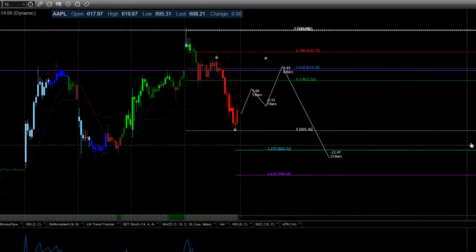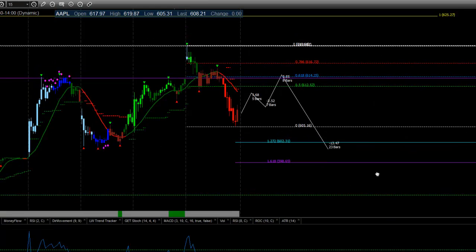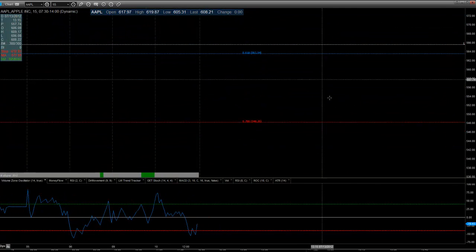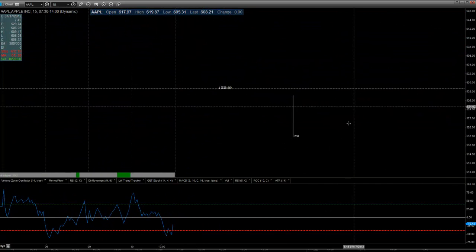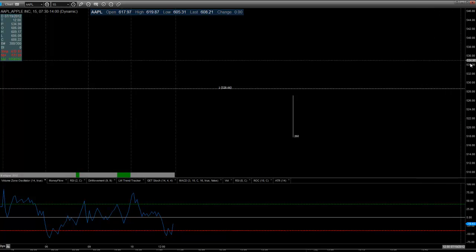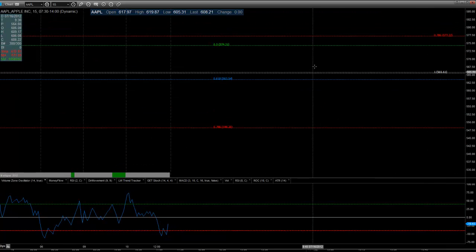And again, my time symmetry says there's value, where is it? There it is. There's value right here at 2:30 Eastern on Friday. So for what it's worth, that's how I'm looking at Apple right now.